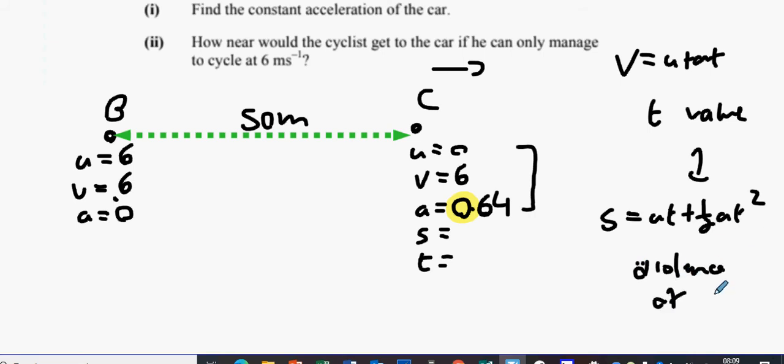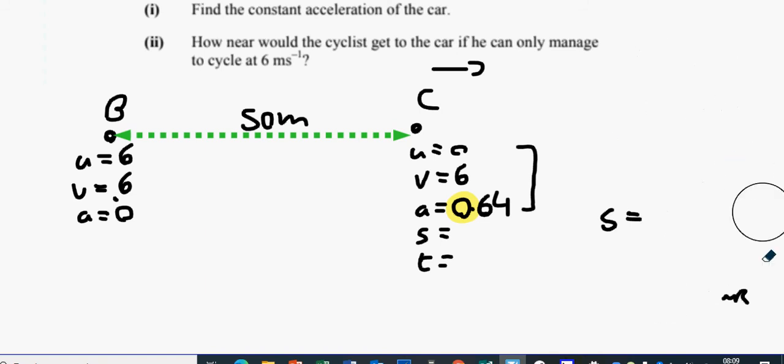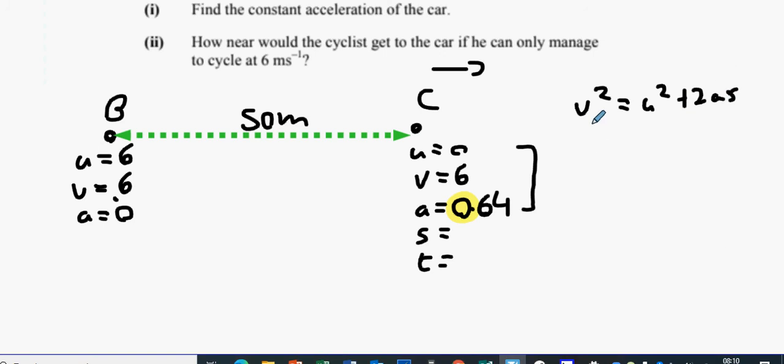Does anybody have a more direct route? What's the only equation we didn't really use there? v squared equals u squared plus 2as. That will find me the s value in one equation instead of two. So, being the lazy person I am, I'm going to choose to do that instead. Let's write it in. v squared is 36, u squared is 0, 2as is going to be 2 times 0.64, which is 1.28 s.